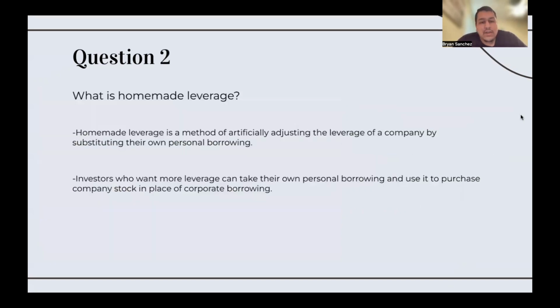Now, for question 2, it asks, what does homemade leverage mean? Using the data in the case, explain how a shareholder might be able to use homemade leverage to create the same payoffs as achieved by the firm. So, homemade leverage is a method of artificially adjusting the leverage of a company by substituting their own personal borrowing. Investors who want more leverage can take their own personal borrowings and use it to purchase company stock in place of corporate borrowings.